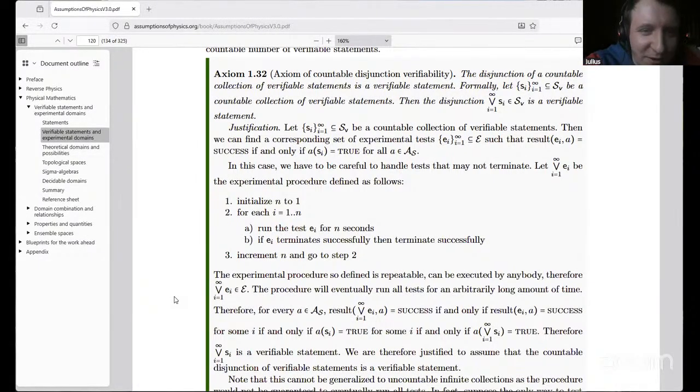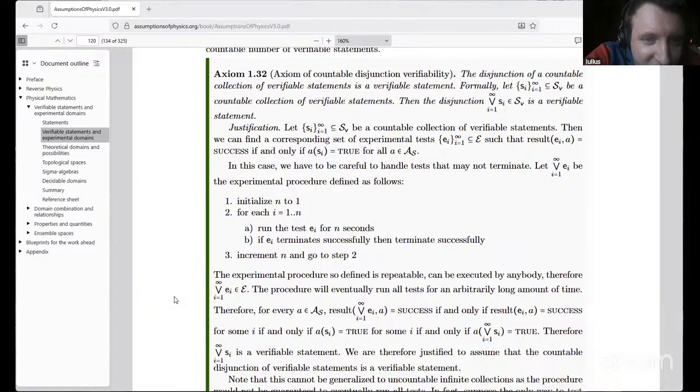Okay, so axiom of countable disjunction verifiability. The disjunction of a countable collection of verifiable statements is a verifiable statement. Formally, let the sequence of S_i in SV be a countable collection of verifiable statements. Then the disjunction of these S_i is a verifiable statement.